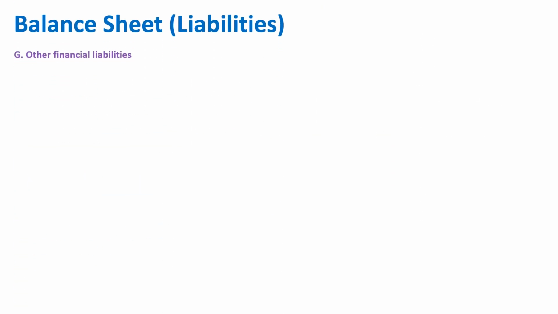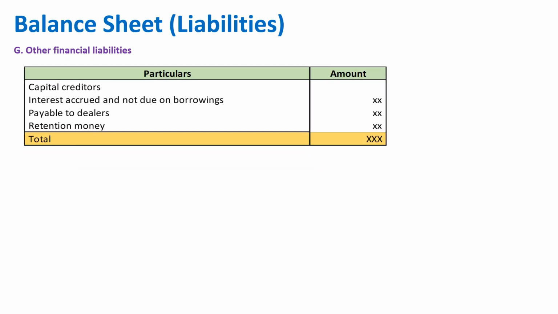Next item which needs to be reported is other financial liabilities. Similar to other financial assets, you will have other financial liabilities. Items could be like your capital creditors, interest accrued and not due on borrowings, payable to dealers, or any retention money which is not paid to the supplier. All has to be reported under other financial liabilities.